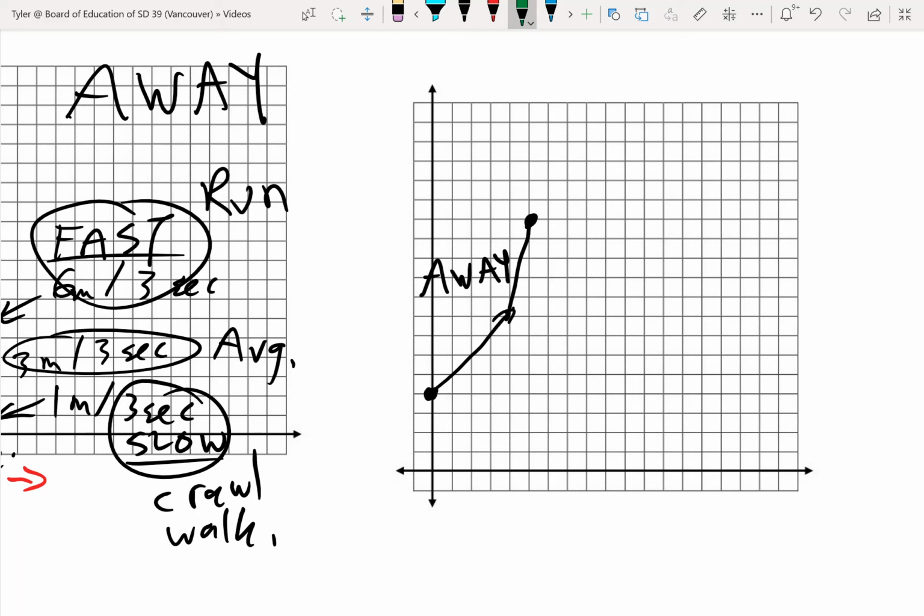If the distance is decreasing, that means we're going towards. So in this situation, the green part would be towards home. So I started over here. I walked away from home for a while. Then I started running away from home. I stopped, ran back towards home, got about halfway there, and then walked the rest of the way because, I don't know, I was tired or something. So up is away, down is towards.